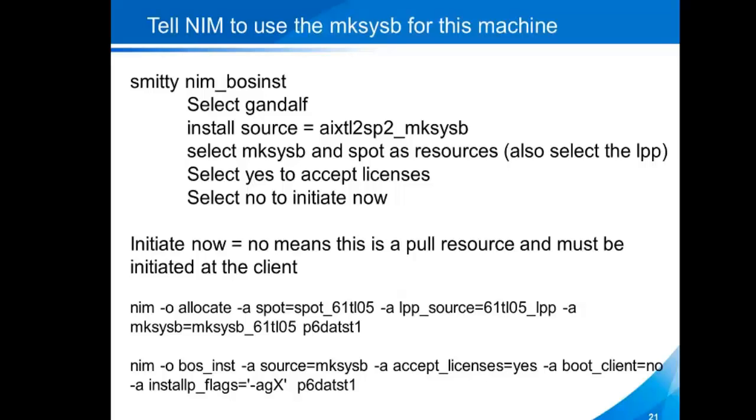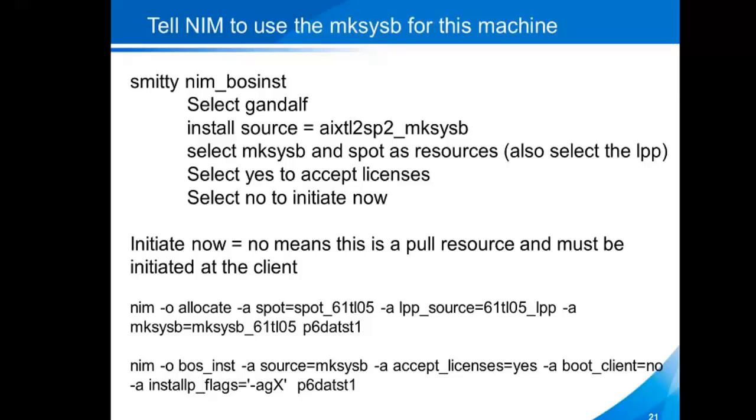I want to do an install from mksysb, and I will actually then give it the mksysb and SPOT as resources. If I have an LPP source, I usually put it in there just in case it needs to grab something that it's missing. I tell it that yes, I'm going to accept the licenses because it's not going to work if I don't. But I also go down and select no, not to initiate it now. If I don't select no, it will try to perform the mksysb restore.